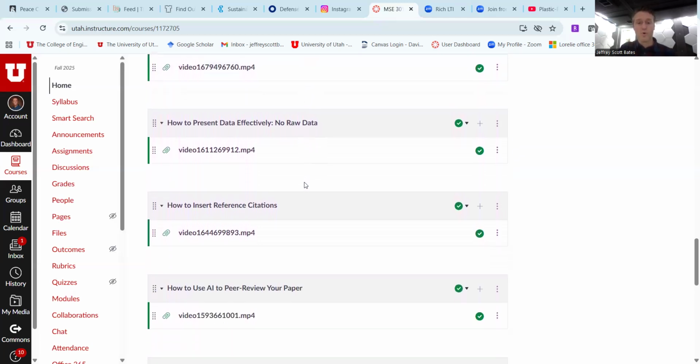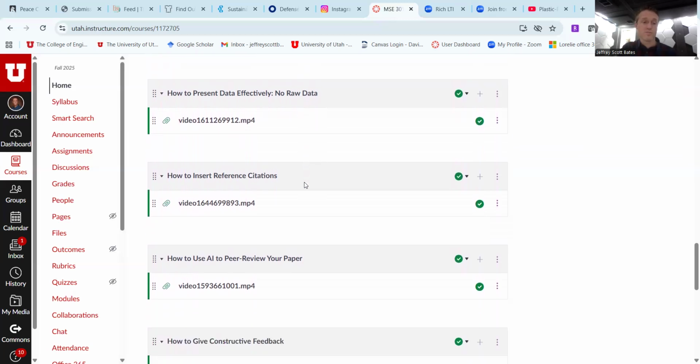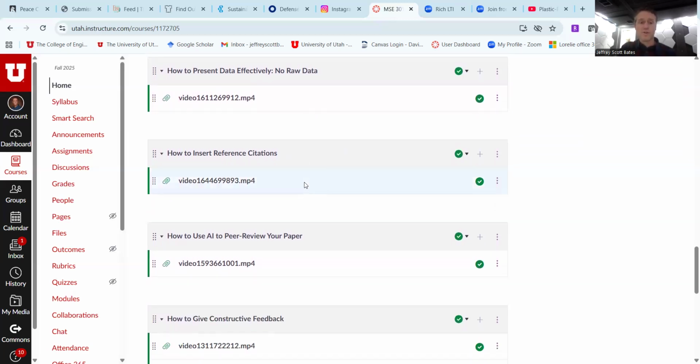So I always tell them no raw data because they always are like, oh, I'm so insecure about my data. I just need to make sure that I just share everything and let the professor draw his own conclusions, which I tell them that it's their job to draw their conclusions and walk me along with that. Inserting reference citations. So I showed them two methods.